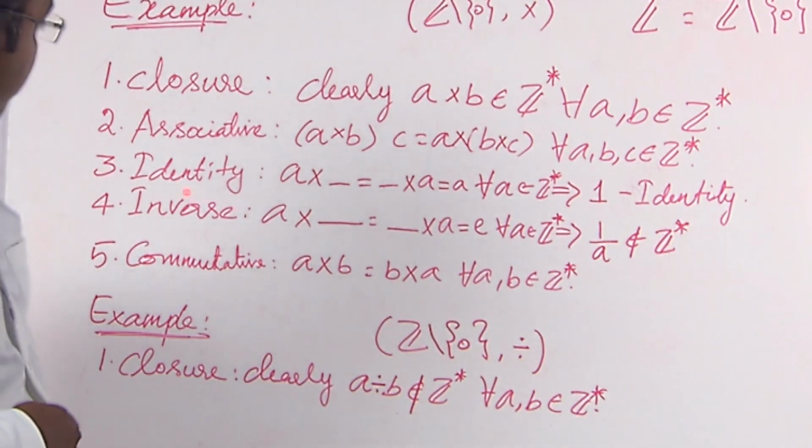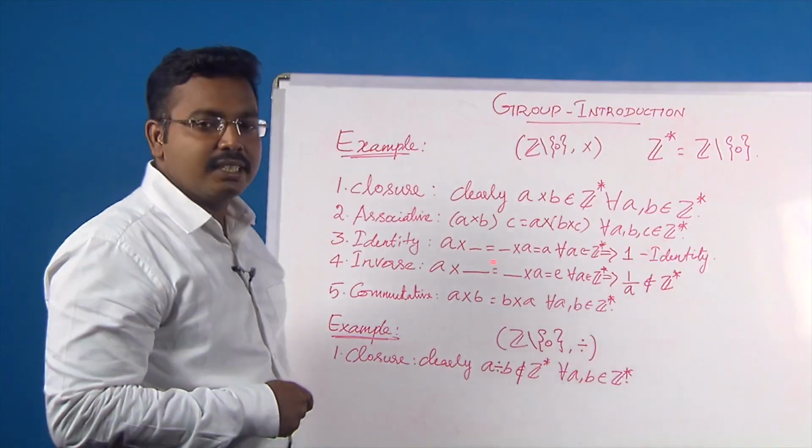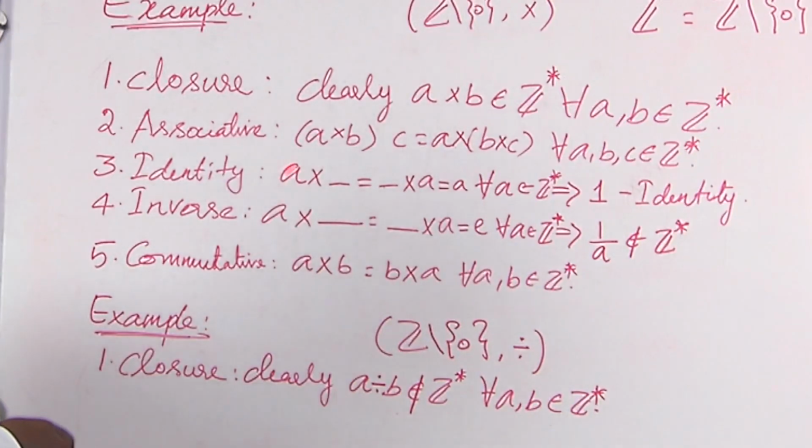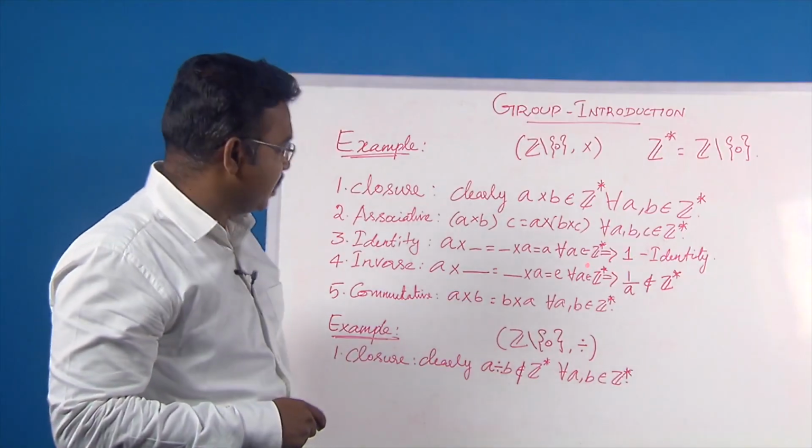Next, the third property, identity. Identity means we have to find an element e for which a × e = e × a = a. So we have to find such an element. In product, 1 serves as that element. Therefore, a × 1 = 1 × a = a for all a in Z*. Therefore, 1 is an identity element.